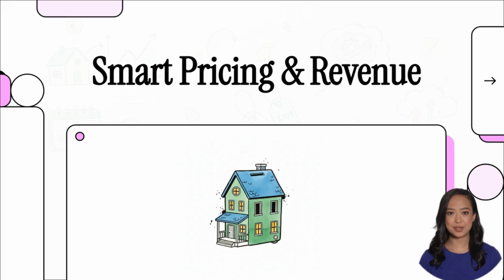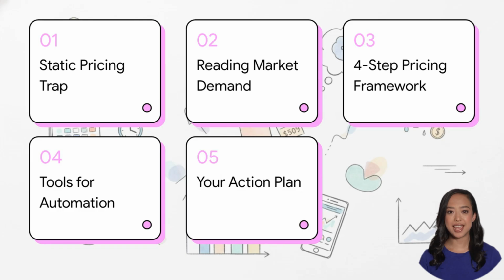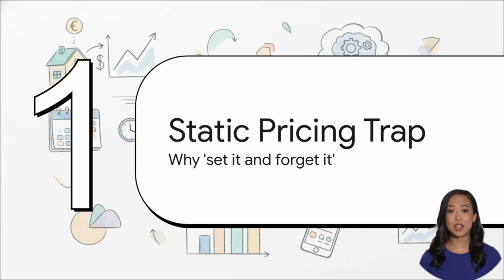So here's our game plan. First, we'll talk about a super common mistake, the static pricing trap. Then we'll learn how to actually read your market's demand. From there, I'm going to give you a simple 4-step framework you can use, show you the tools to make it all automatic, and we'll wrap up with a crystal clear action plan. Sound good? Let's go.